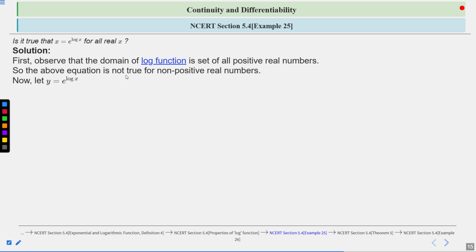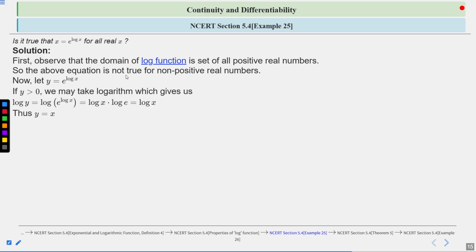Now let y be equal to e to the power log x. If y is greater than 0, we may take logarithm, which gives us log y is equal to log of e to the power log x, which is equal to log x into log e, which is equal to log x. Thus y will be equal to x. Hence x is equal to e to the power log x is true for all positive values of x. Clear?